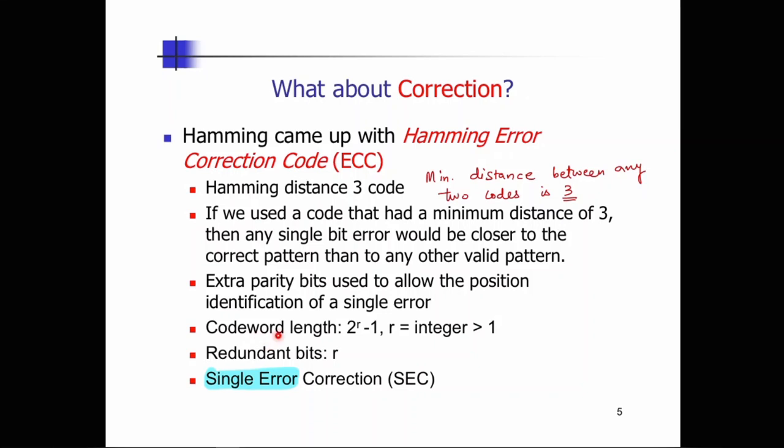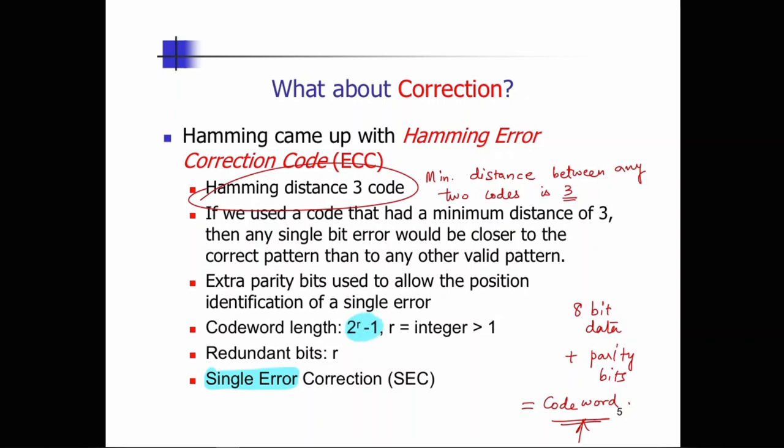The code word length. So the code word length is different from the word length. So suppose you have 8 bits of data, you could pad it with some parity bits, and then you get a code word. And that limitation of Hamming distance is for the code words. And we can find out the length of a code word, and this is the maximum length, by the way. We can be lesser than this.